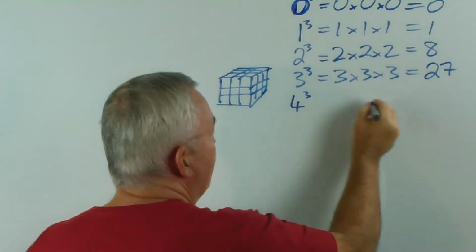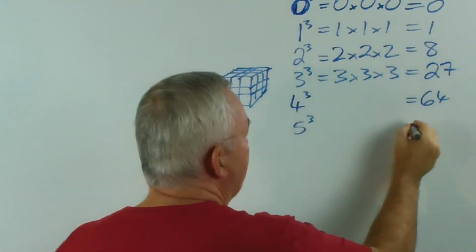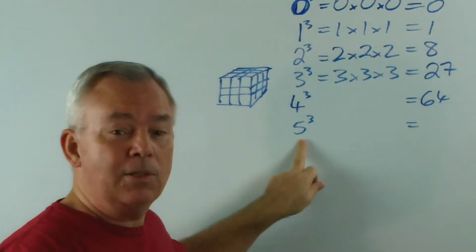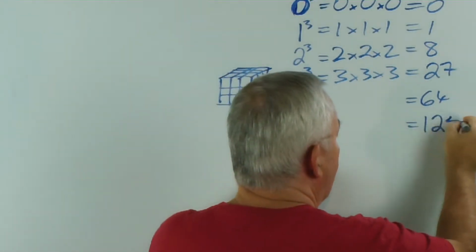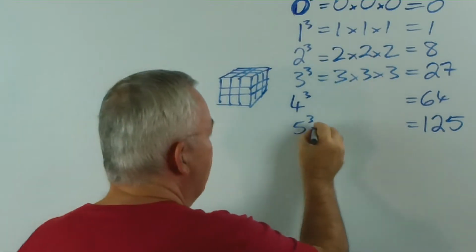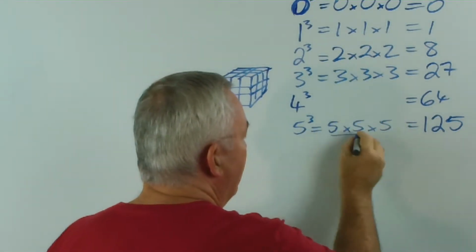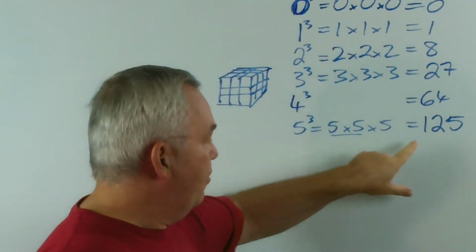4 cubed is 64. 5 cubed. Now, every power of 5 ends in a 25. So 5 cubed is actually 125. I will actually show you this one, because 5 5s are 25 and 5 25s make this.